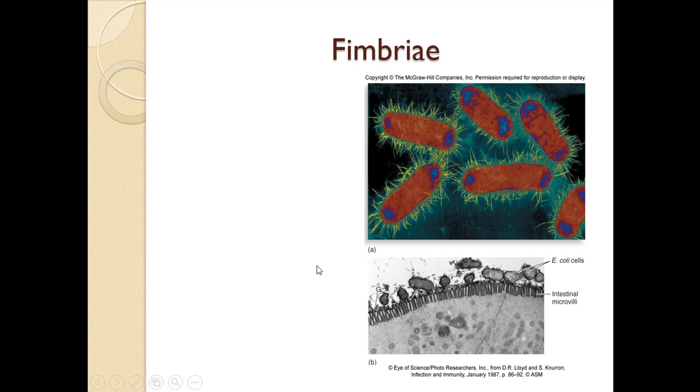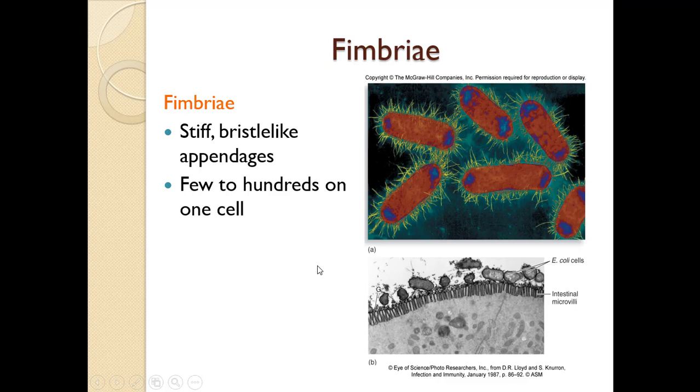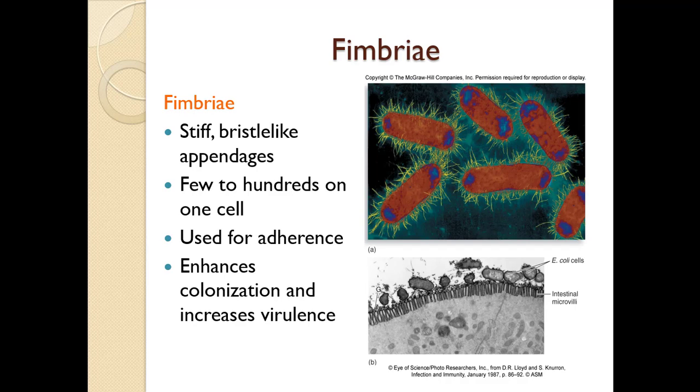Fimbriae are another appendage of the bacteria. They're stiff, bristle-like, and they help to attach bacteria to other things, including other bacteria. There are a few to hundreds on one cell. They enhance colonization and increase virulence. So as I said before, they help them attach to each other, but they also help them to attach to other cells that they're trying to infect. So that's what we mean when we say virulence, basically the ability of it to infect other cells and enhance its survival, essentially.